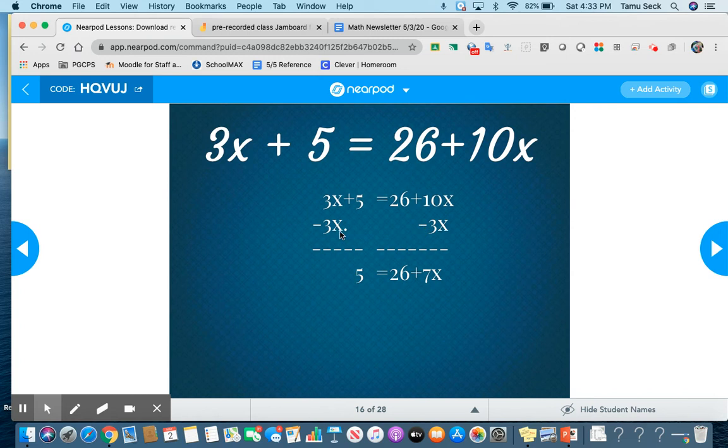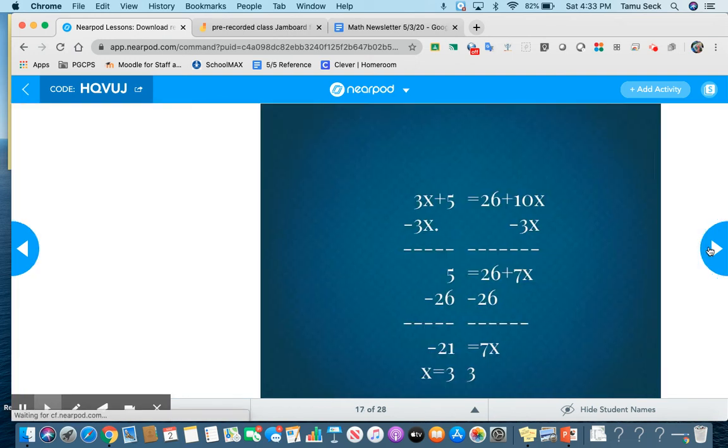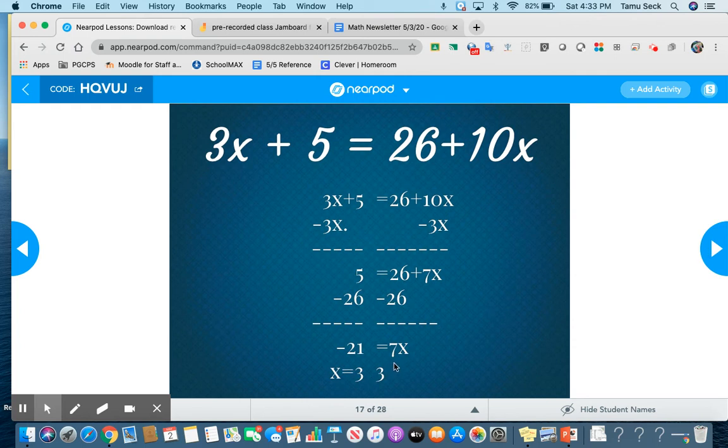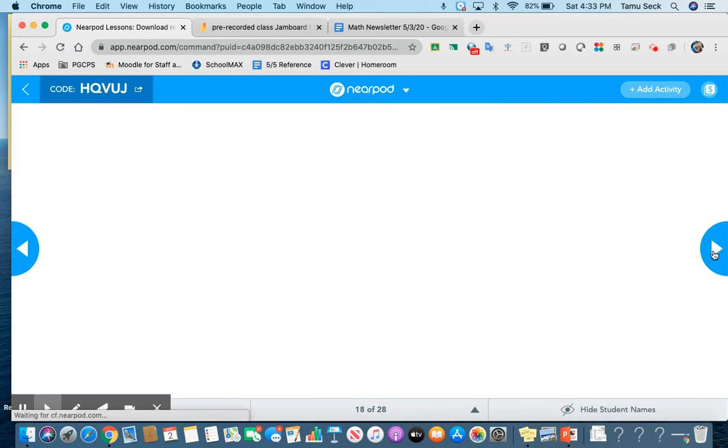Okay, first thing we're going to do is subtract 3x from both sides. Now we're going to get rid of the constant that's by the x. So 26 is by the x, so we're going to subtract 26 from both sides. Then the final thing we have to do is divide by the coefficient. The coefficient is 7, so x is equal to 3.